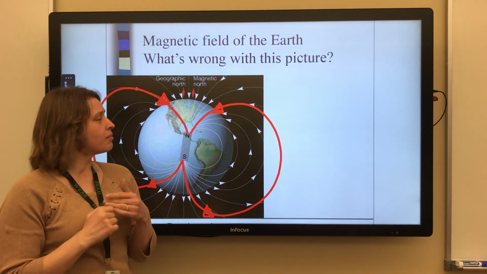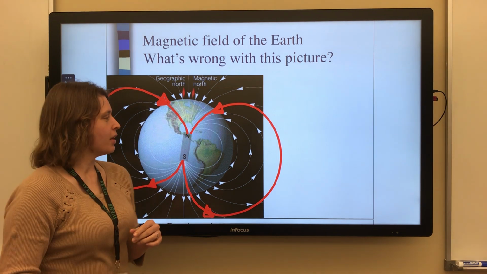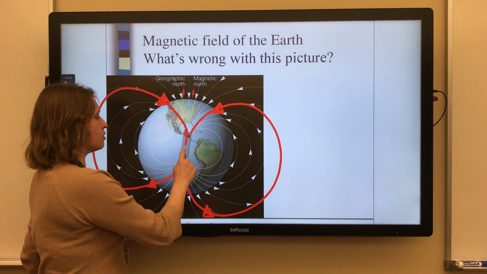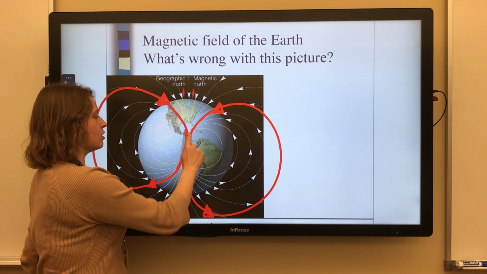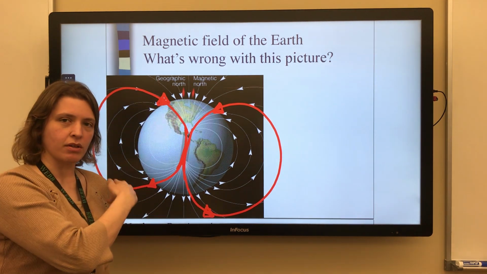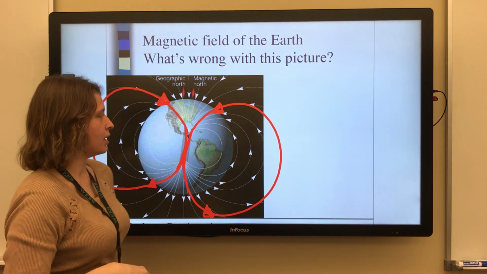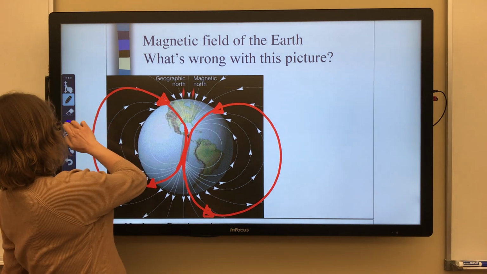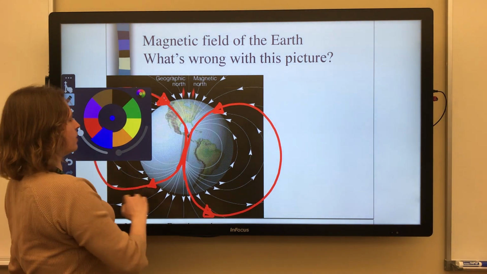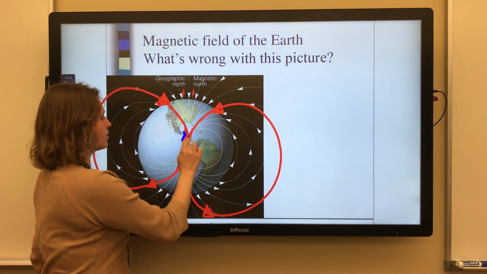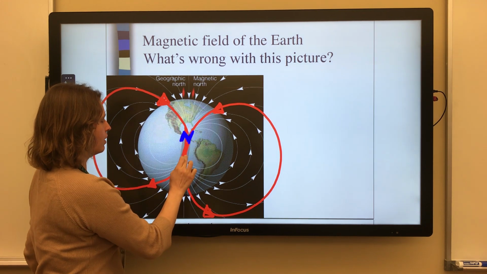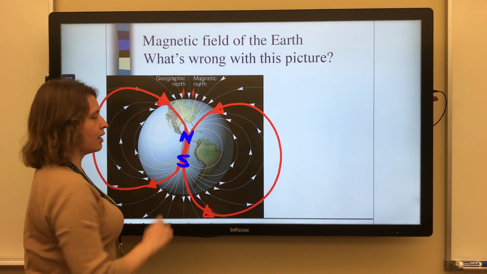Big problem here. Two big problems here, actually. These field lines should be continuous. So these should loop all the way through. Even through the middle of the Earth, we have magnetic field lines generated. There's another issue, though. If you look carefully, you notice that this at the top was designated as north, and this was designated as south.